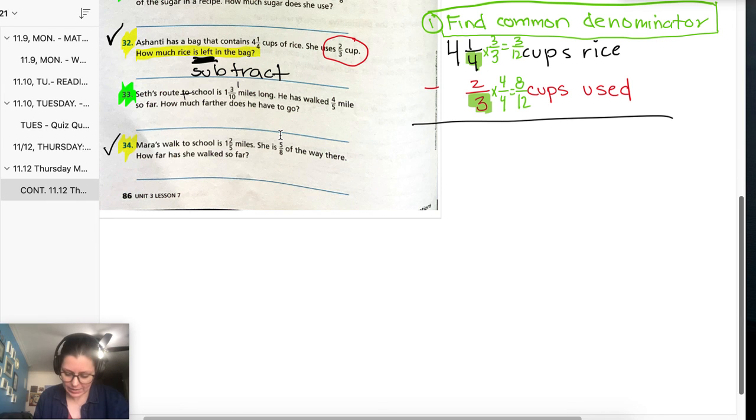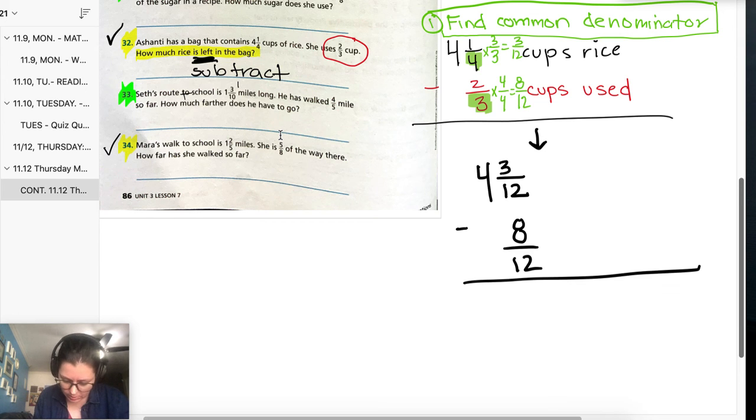Now I can rewrite this, just so it's a little bit neater. I've got 4 3/12 minus 8/12. And now, because I found the common denominator of 12, I can subtract. But wait a minute, I can't subtract 3 minus 8. So what do I do? I regroup.